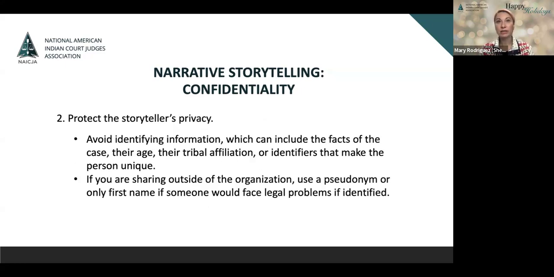Protect their privacy, avoid identifying information, making sure you aren't using their names or their identifiers or even tribal affiliation, because sometimes that can narrow down, if it's a small tribe, pretty quickly to who the story might be about. If you're sharing with people outside of your organization, maybe just using the first name is a great idea, or a made up first name, so that if there's ever some legal problems down the road, this story isn't going to be connected with them. That might be used against them in any other type of proceeding or hearing or anything like that. So just always keeping that in the back of your mind, that their privacy is very important.